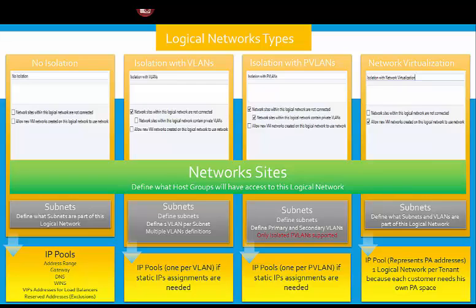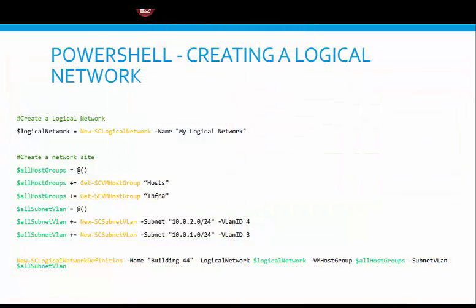So as we can see here with our network types, we have no isolation, isolation with VLANs, isolation with PVLANs, and network virtualization, and we can have various different combinations of how we actually want to lay out our VLANs and our logical networks. Again, as you'll see throughout the whole of SCVMM, PowerShell is everywhere. So we can use PowerShell to create a logical network. Sometimes it's easier to use PowerShell because we can lay it out and understand exactly what our subnet is all in one place, whereas when we do it through the GUI, sometimes we're going on to different screens and we can easily forget what we've written prior.